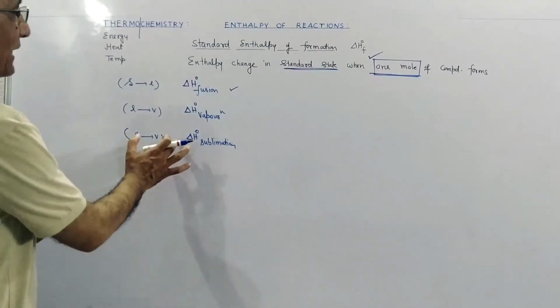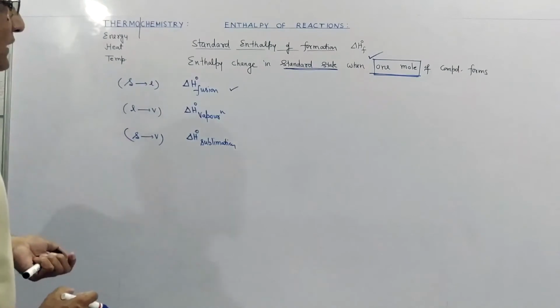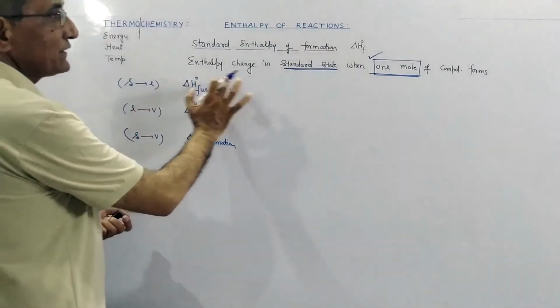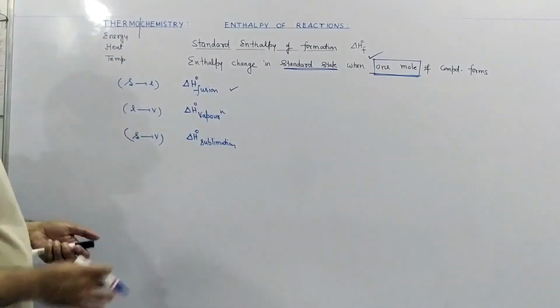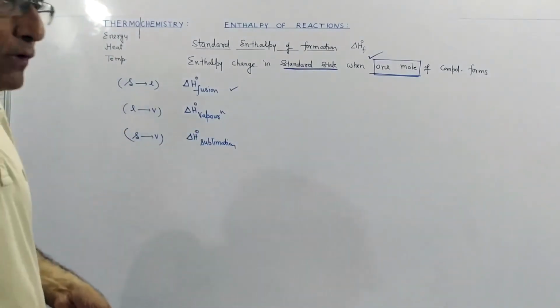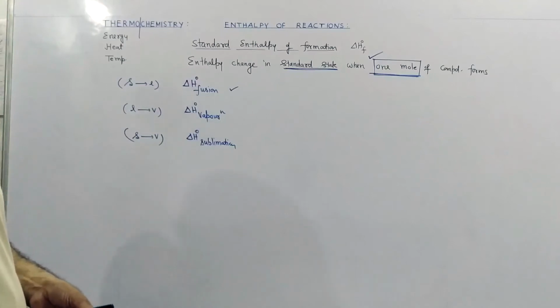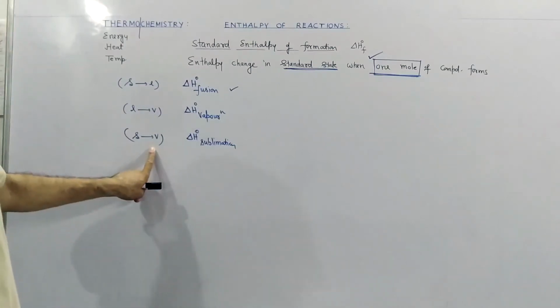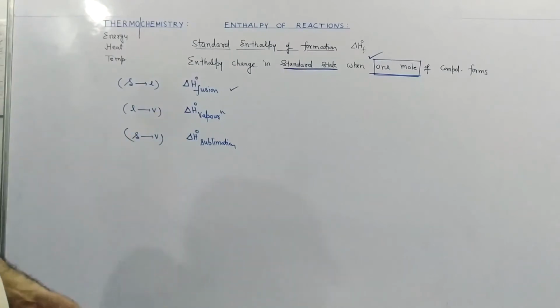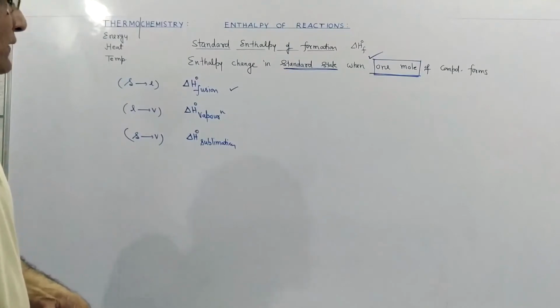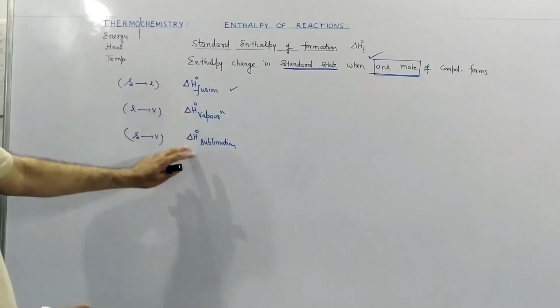Similarly, what is the enthalpy change of sublimation, students? It is the enthalpy change in standard state when 1 mole of solid converts into vapors below its melting point, because in this case it's not converting into liquid, it is converting directly from solid state to vapor state. So here we have to write at the end, below its melting point. I hope these definitions are clear to you.